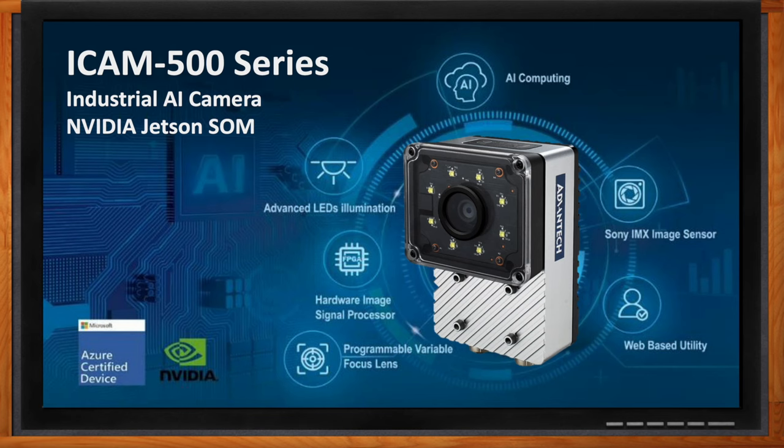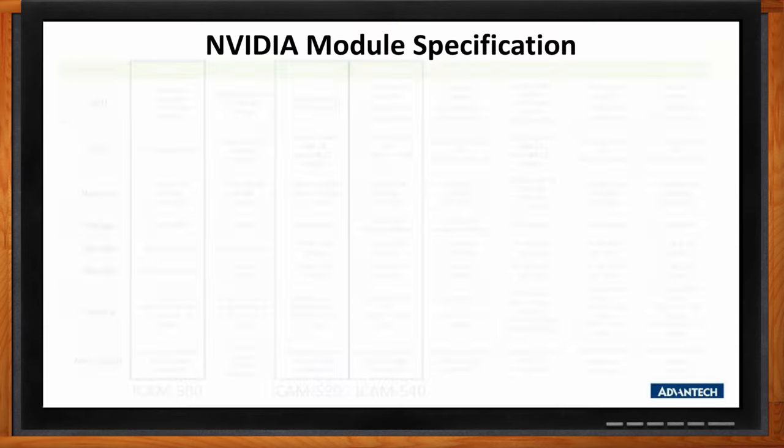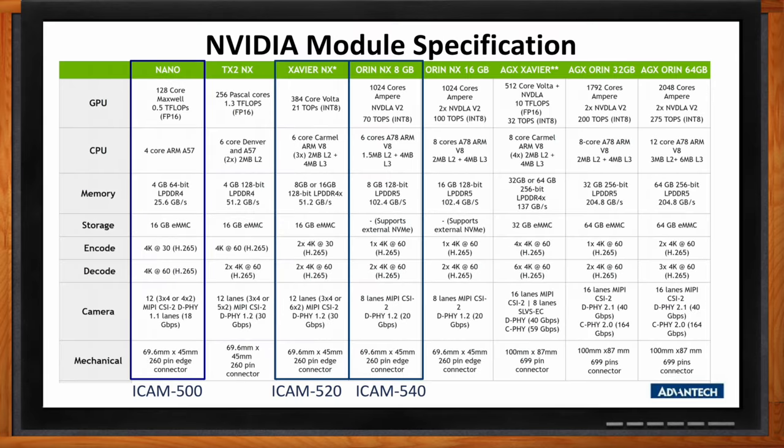And here's the general overview of NVIDIA's module specification in comparison with other modules. What I wanted to highlight from this slide is that we have what we consider the entry level, which is based on NVIDIA's Jetson Nano, and we call that the iCam 500. Next is the mainstream model with the use of the Xavier NX module, and we call that the iCam 520. And then we're also developing our next-gen development based on the Orin NX module, which will be called our iCam 540, all of which is dependent on the type of application and performance needed for each.